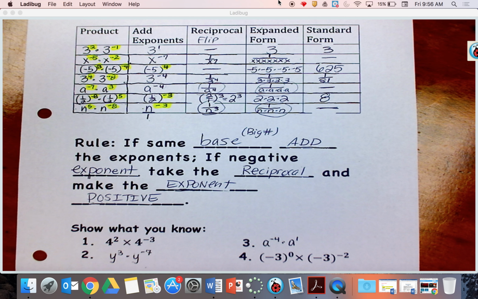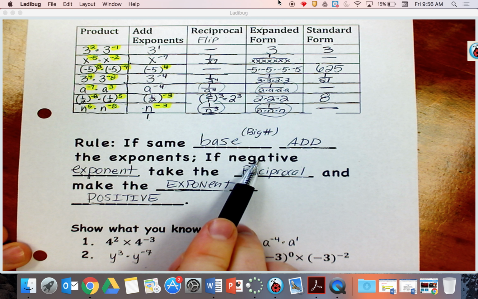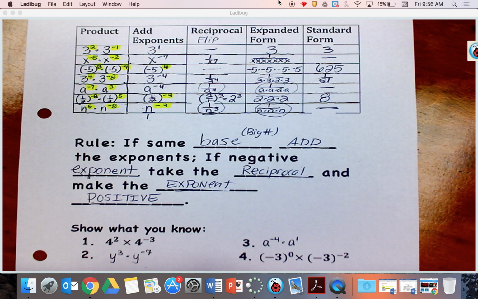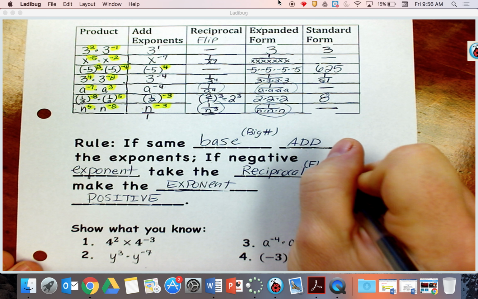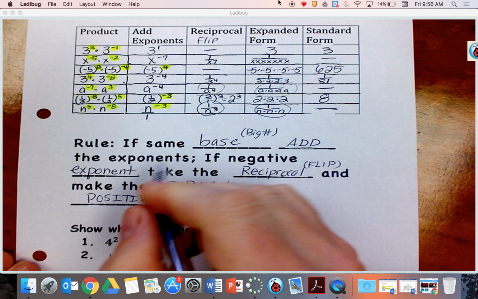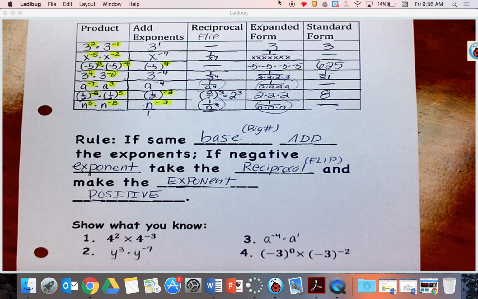So if you could be able just to follow that, so you would do the same rule. Add the exponents together. If you get a negative exponent, take the reciprocal of it, which means to flip it over. Make the exponent positive, and then you're good to go. Then you can expand it, solve for standard form, and go forth from there.